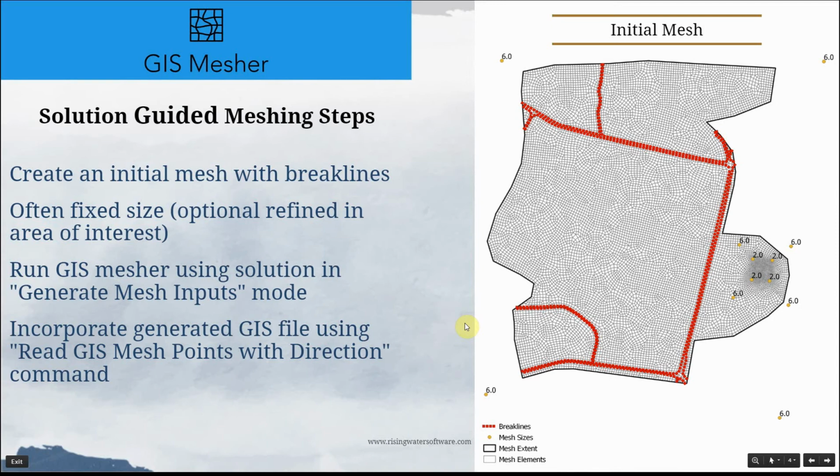To be able to use the solution guided meshing, the steps are we create an initial mesh with break lines like we've got there. Often, like I say, it's a quick and dirty mesh, something that we can set up really quickly using the standard tools. We're going to run the model with that mesh, and then we're going to use the GIS mesher in what we call generate mesh inputs mode, which is the solution guided meshing mode, where we're going to use the solution to create some inputs to be able to create a new mesh from. So it's a little bit of an iterative process.